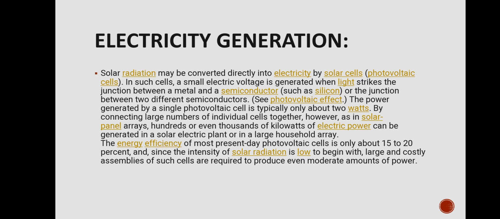The energy efficiency of most present-day photovoltaic cells is only about 15 to 20%, and since the intensity of solar radiation is low to begin with, large and costly assemblies of such cells are required to produce even moderate amounts of power.